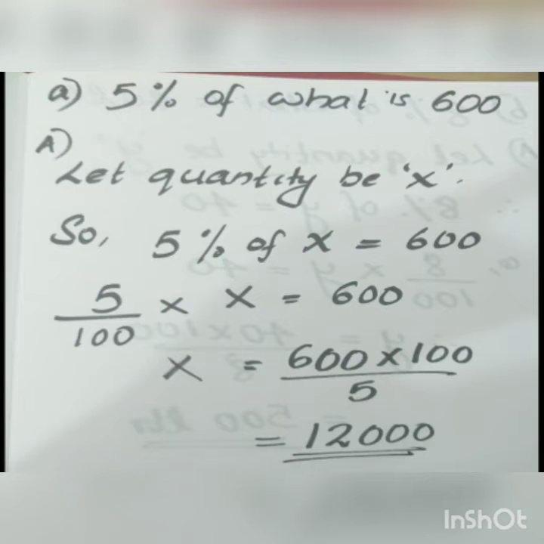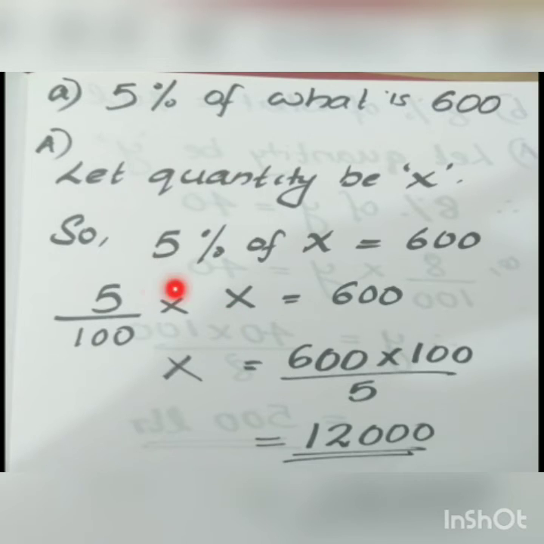So let that unknown quantity be x. From the question we have 5% of something is 600. That unknown factor I took as x. So we can write 5% of x is 600. Now we have to find out the value of x here. You have studied a chapter, simple equations, and you know how to solve for variables. So here we have to find the value of the variable x.